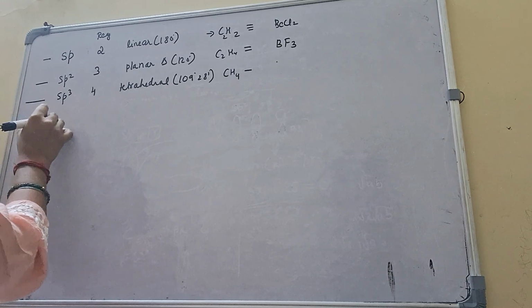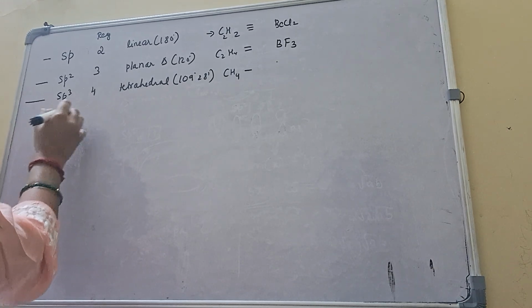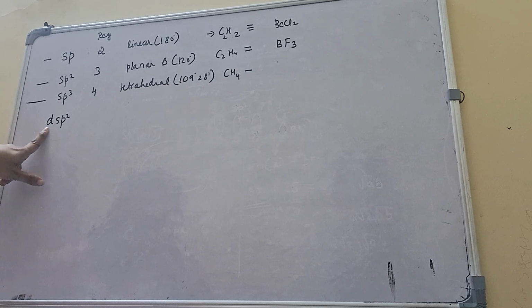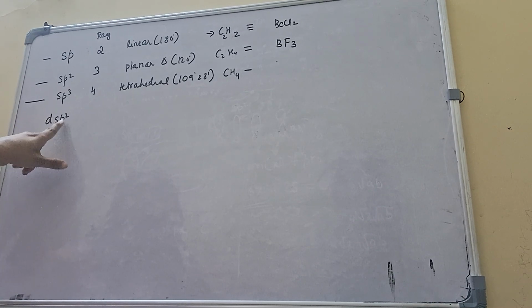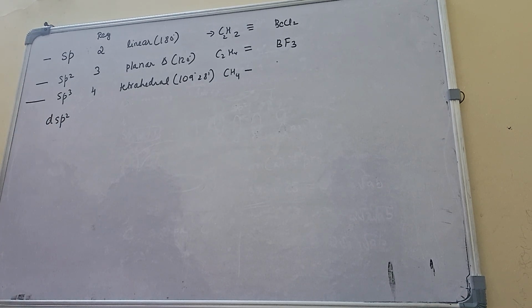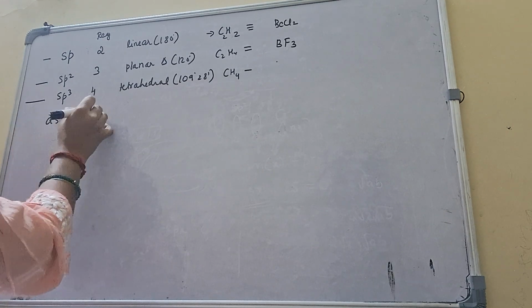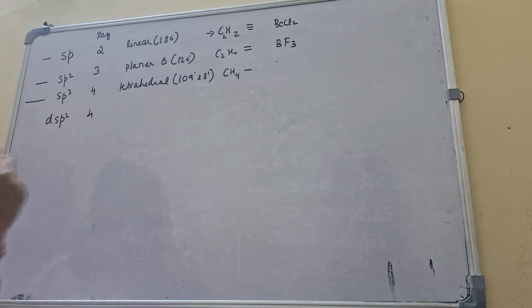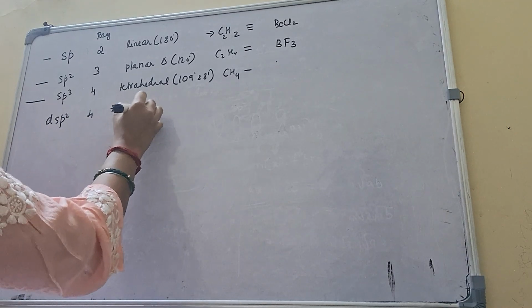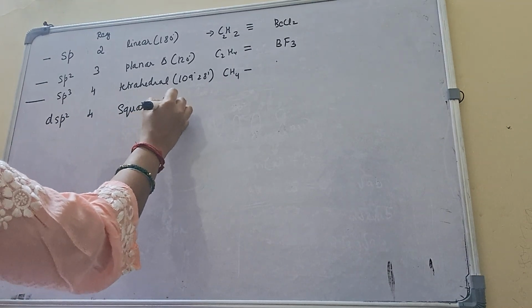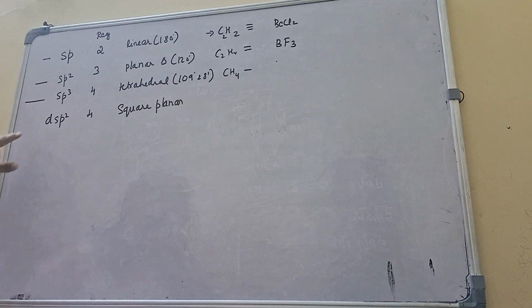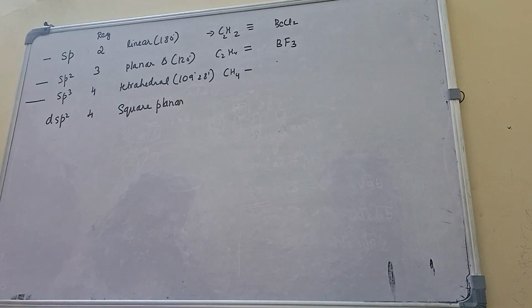Now there is one which is dsp2. The one d orbital, one s orbital, and two p orbitals mix to give you dsp2. The regions 1, 2, 3, 4. So this also has 4 regions, but the shape of this is going to be square planar. Now why is it square planar? Because ultimately when you have 4 hybrid orbitals, the best arrangement is in the form of a tetrahedron.